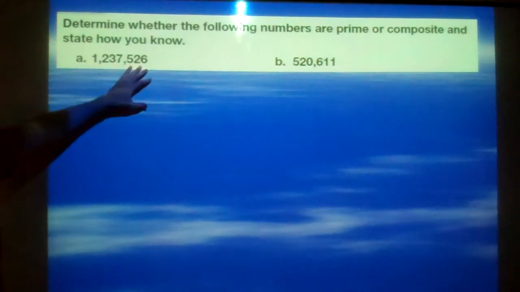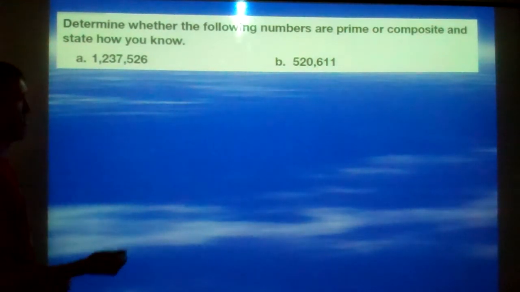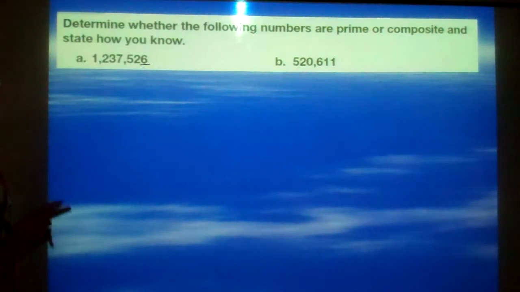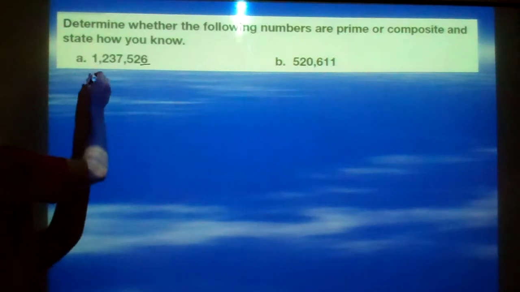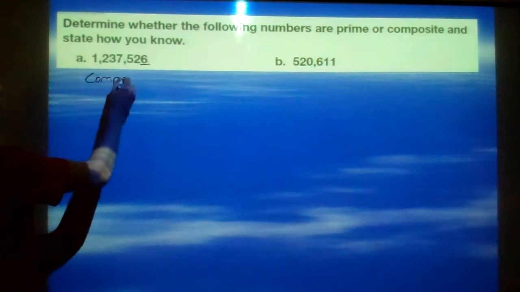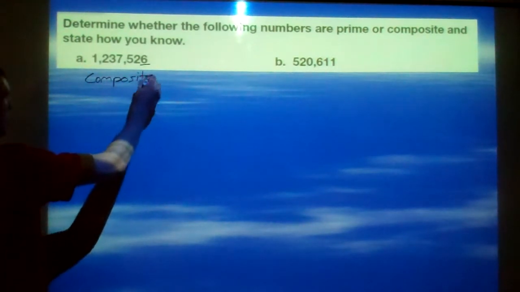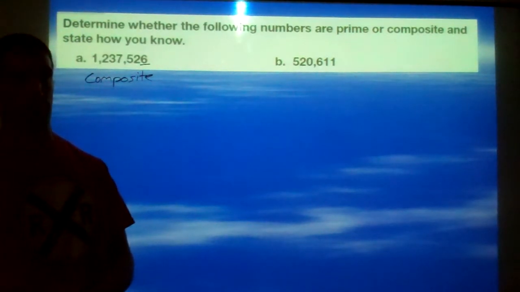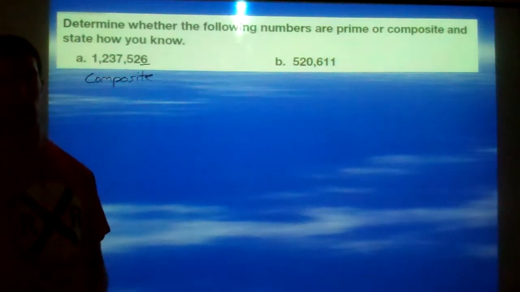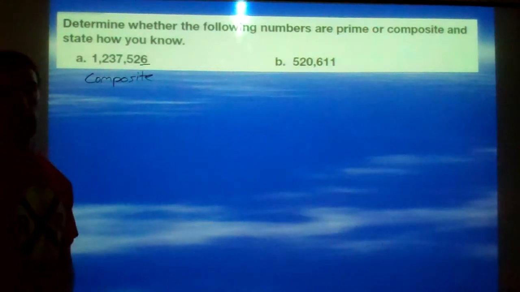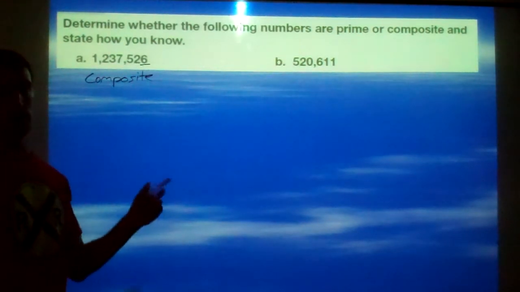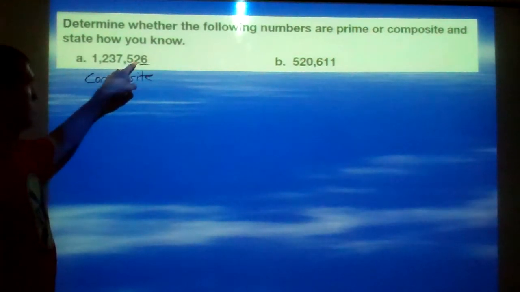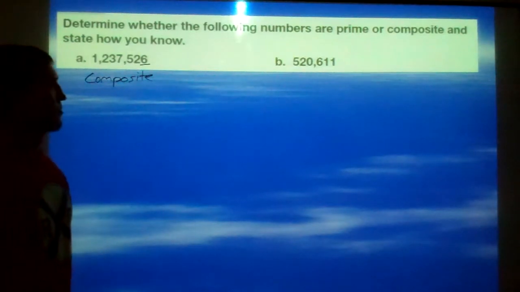1,237,526. Well, right off the bat, looks like we have an even number. So, you know that's divisible by 2. So this is composite. It can be divided by 1, the number itself, and 2, and some other number, at least. So there's at least one more than 1 and itself that will divide it. So that means it's composite. And we know this because it's an even number.